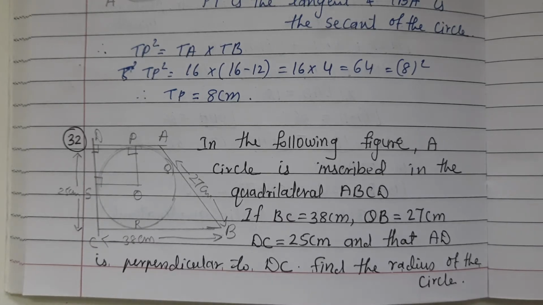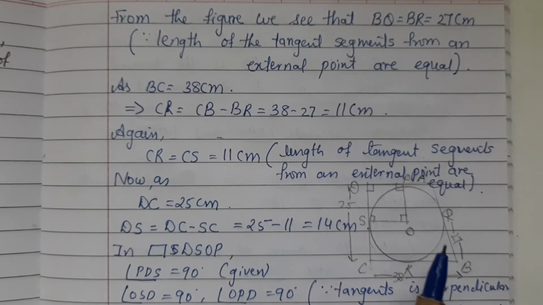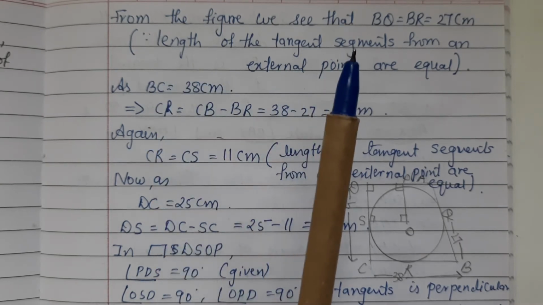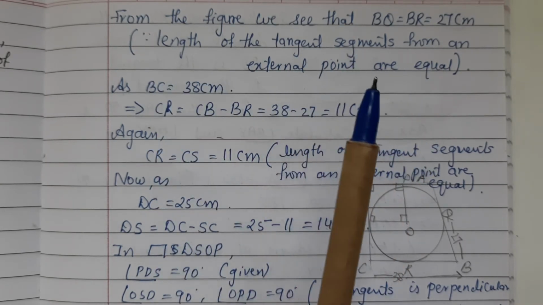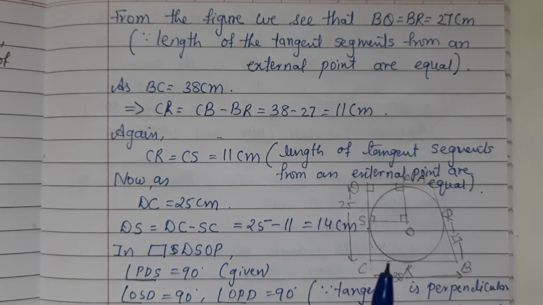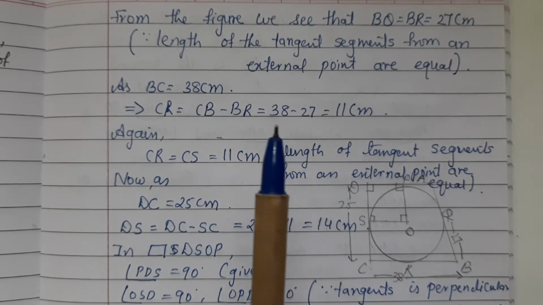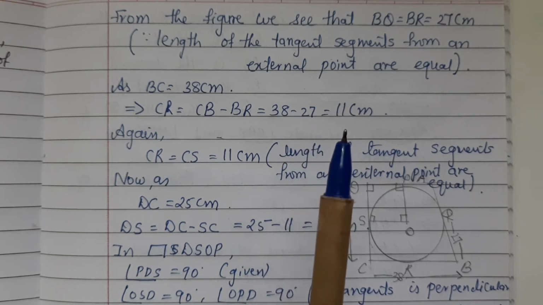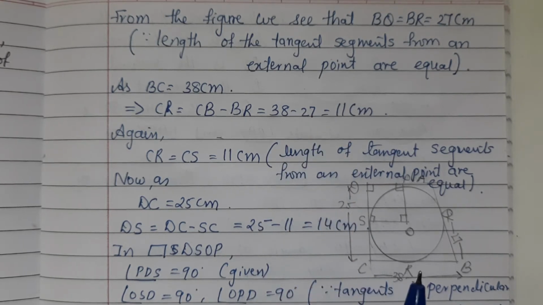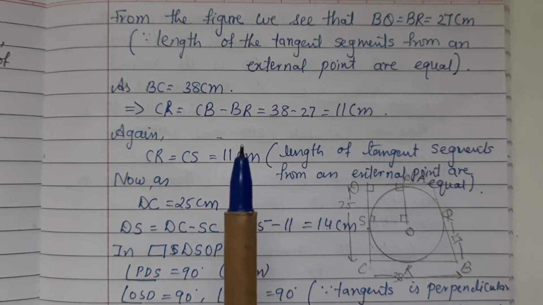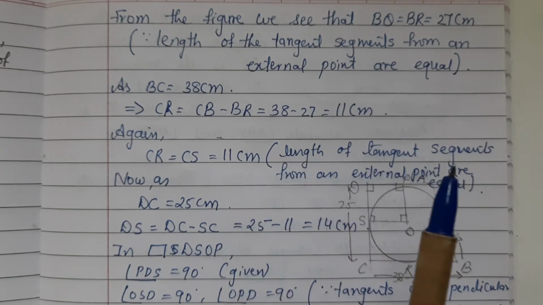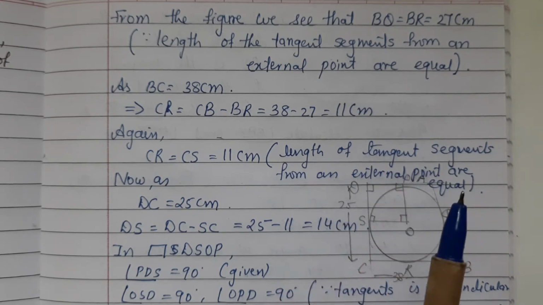of the circle. From the figure, we see that BQ is equal to BR equal to 27 centimeter, since the length of the tangent segments from an external point are equal. BC is 38 centimeter, therefore CR is equal to CB minus BR, 38 minus 27 equal to 11 centimeter. Again, CR is equal to CS equal to 11 centimeter. Length of the tangent segments from an external point are equal.